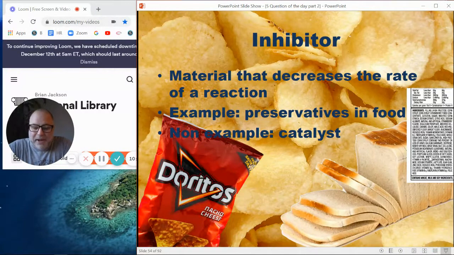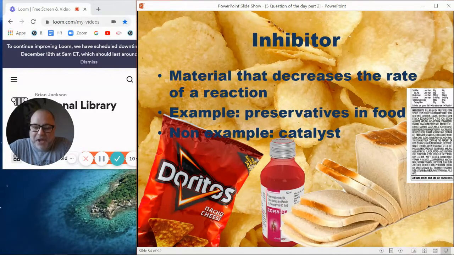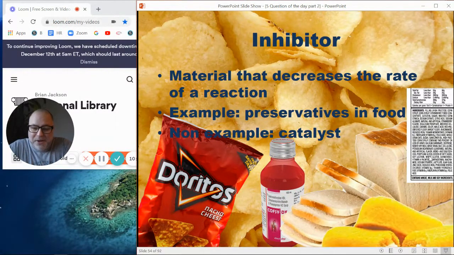I mean, think about it. Last time you bought your favorite bag of chips and opened the bag for the first time, you're like, I hope this bag is fresh. I hope it's not like the last one and all terrible, right? Well, again, that doesn't happen because of inhibitors that are in there. Medicine, same thing, inhibitors, right?